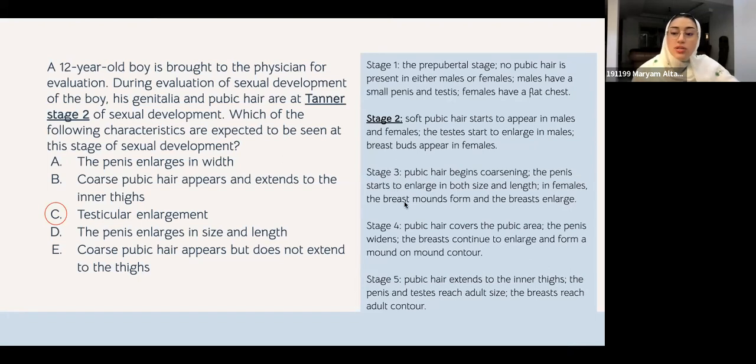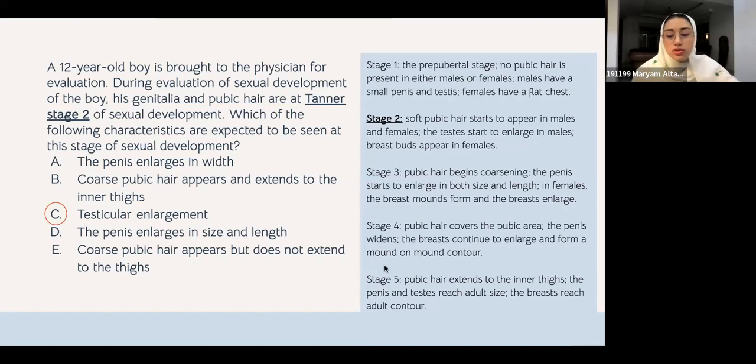Stage 3, the pubic hair begins coarsening. The penis starts to enlarge in both size and length now. And in females, breast mounds form and the breasts enlarge. In stage 4, the pubic hair covers the pubic area. The penis widens and the breasts continue to enlarge and form a mound on mound contour. So that's important about stage 4.